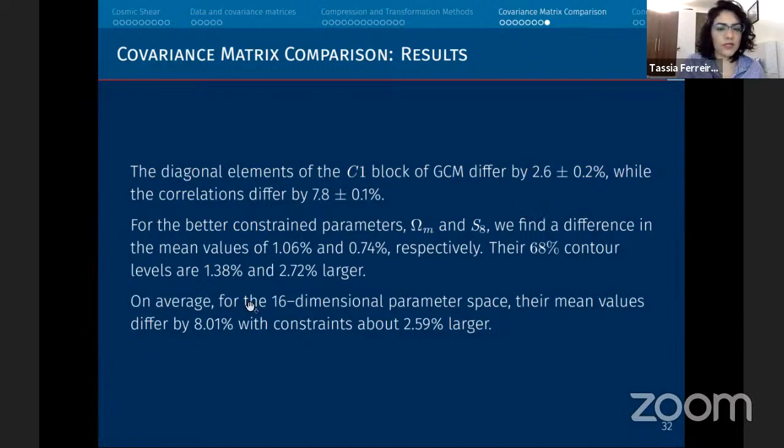So about 2.6. And again, if we look at the 16 parameter space, then the mean values will differ by about 8%, and the constraints are about 2.6% larger. So the values that we found for the correlations set an upper limit for the mean value differences and an upper limit for the change in the size of the constraints.